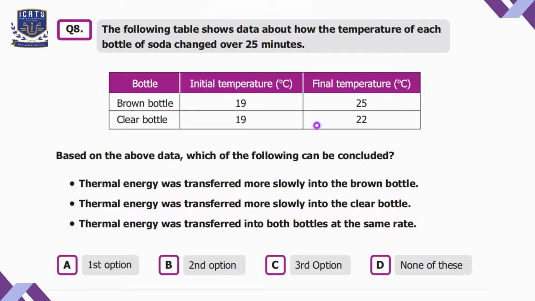3 degrees Celsius. Then, thermal energy was transferred into both bottles at the same rate. So that is not correct because we can see the temperature changes are different for the brown bottle and the clear bottle. So we will select option B here. The second option is correct.